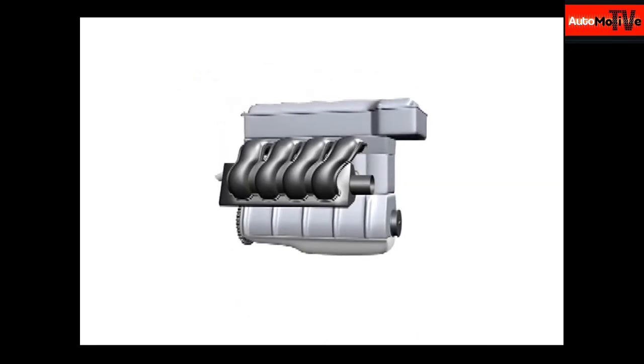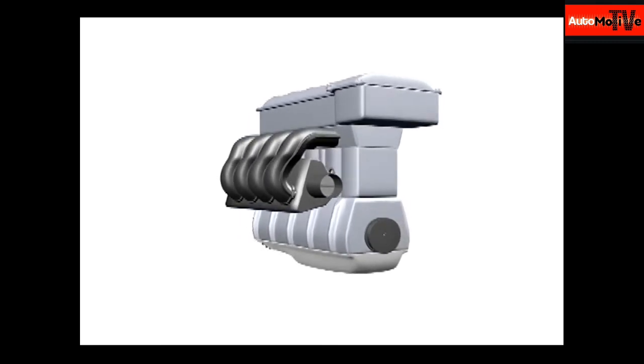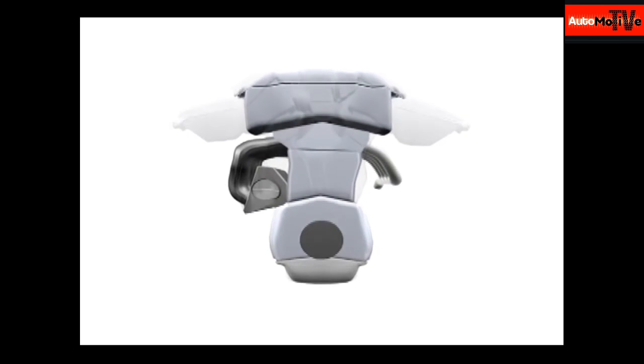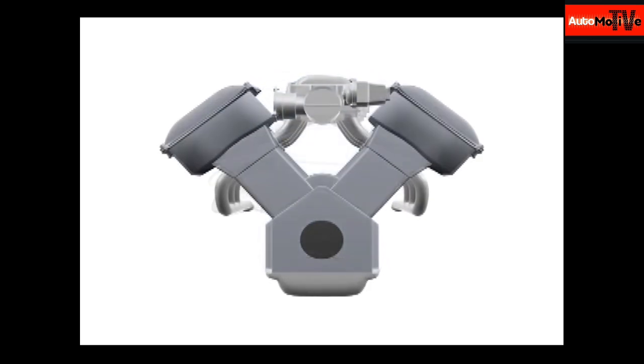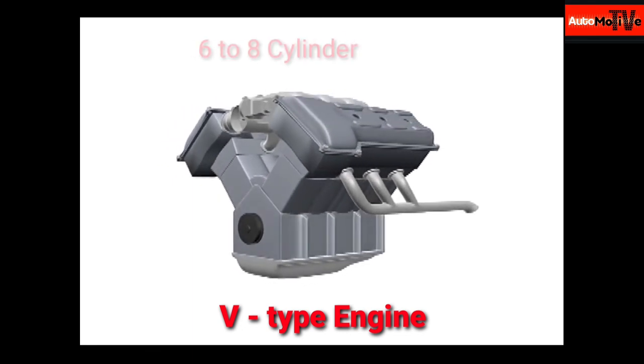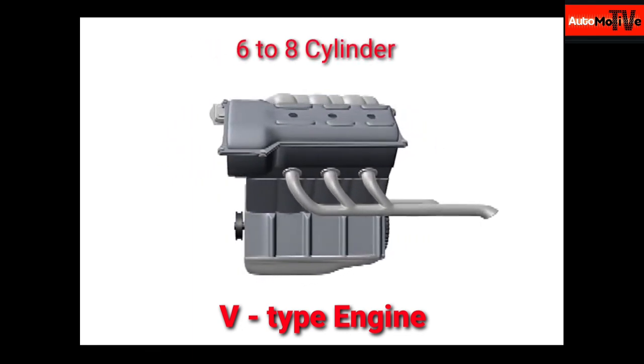Most four-cylinder engines, including all Toyota four-cylinder engines, are an inline design. Engines with more than 4 cylinders typically have the cylinders arranged in a V configuration. All Toyota 6 and 8-cylinder engines are V-type engines.